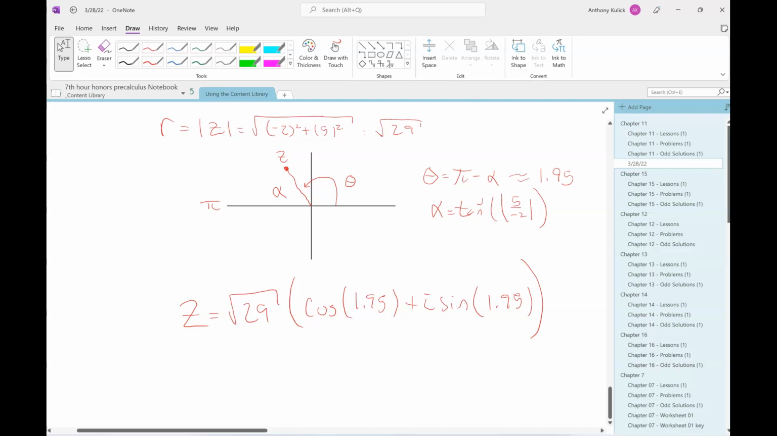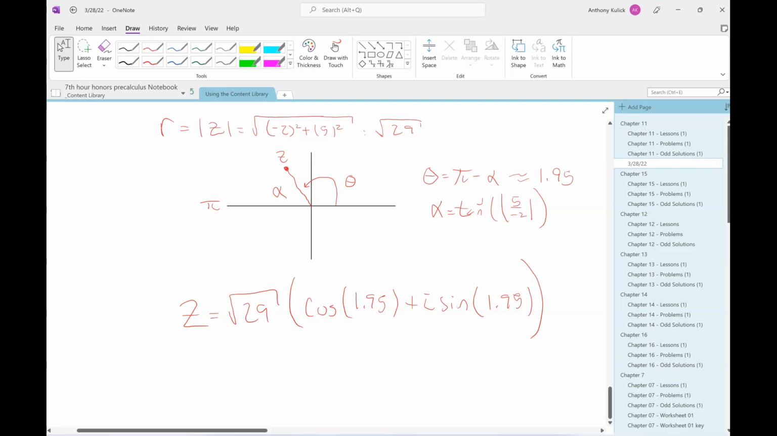So yeah, good question though, right? Because again, if -2 was 0 instead, you can't actually type in your calculator tan inverse of 5 over 0. Calculator's not gonna do it. But it's an easy problem to solve just by looking at the picture. You know what I mean?